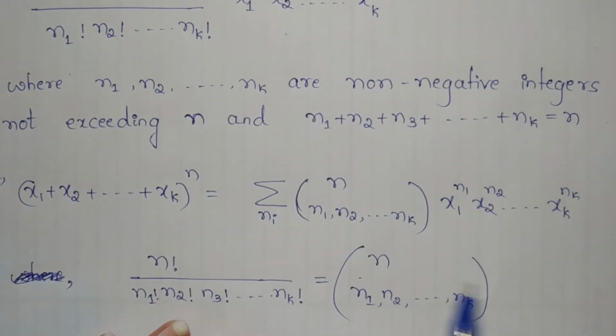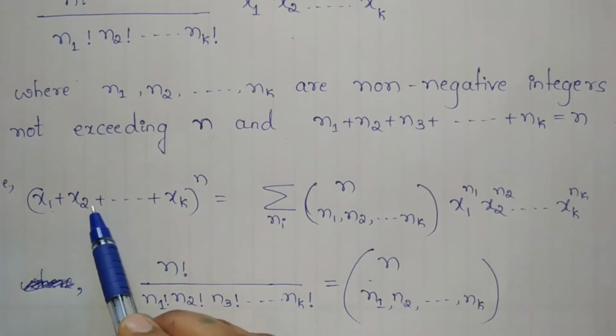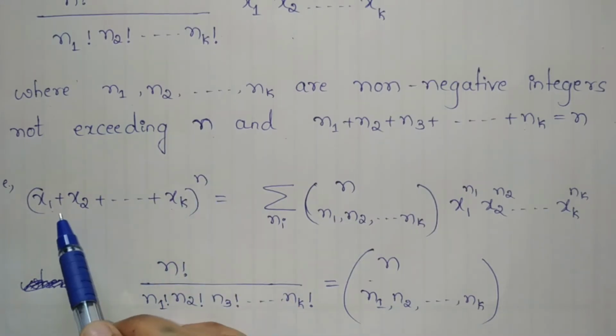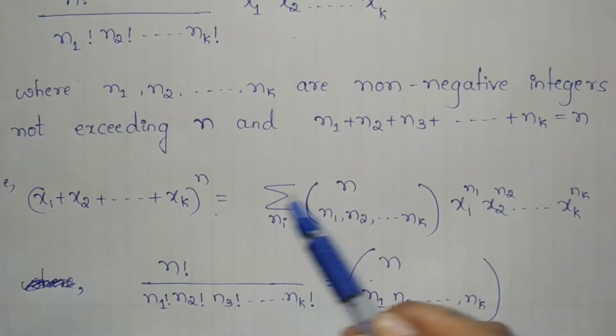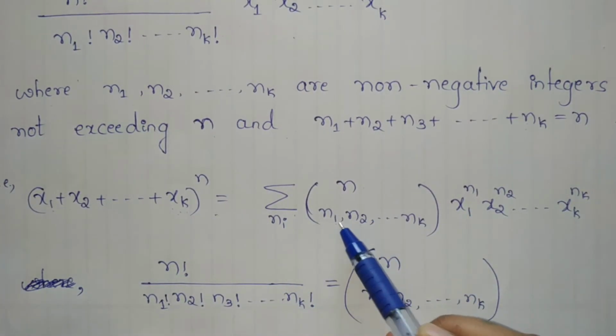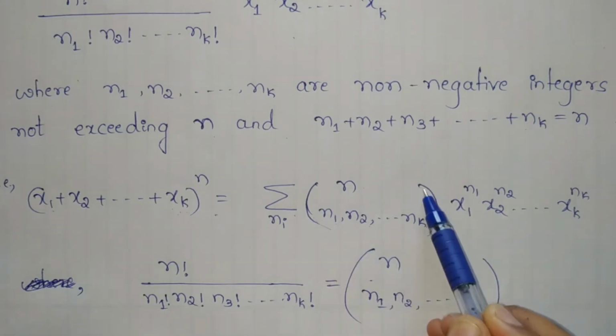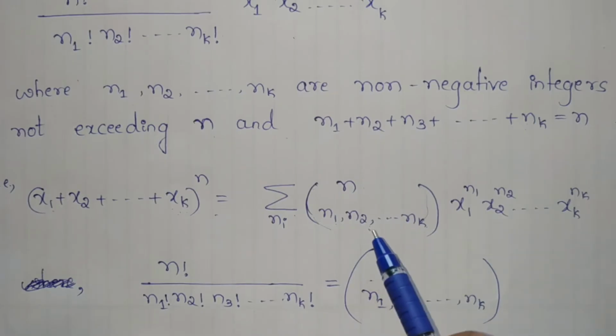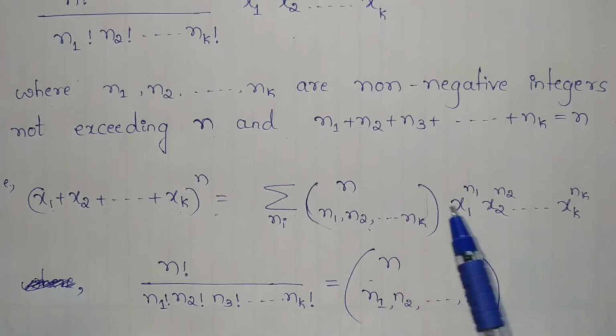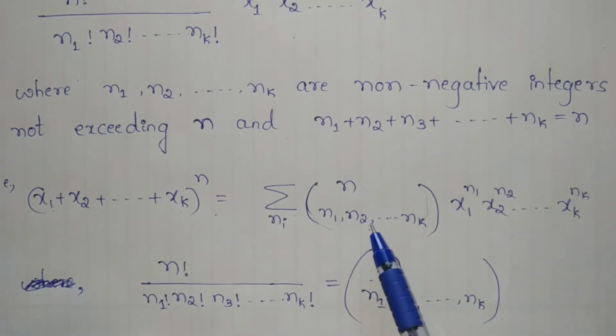This can also be stated like this: x1 plus x2 up to xk raised to n, formally the expansion, is equal to the summation of n, n1, n2 up to nk. In the binomial theorem, we used to write nr, that is nothing but nCr. Here we will write it as n, n1, n2 up to nk. This means n factorial divided by n1 factorial, n2 factorial, n3 factorial up to nk factorial.